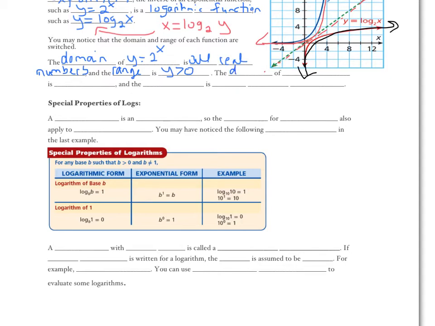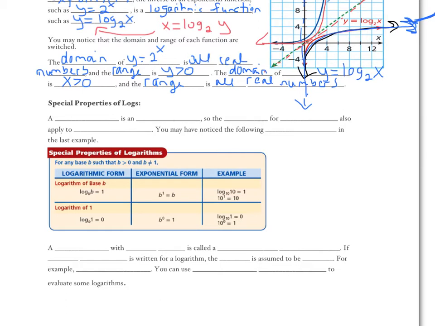So the domain of y equals log base 2 of x is x greater than 0, because now we've switched that asymptote right here, and the range now becomes all real numbers. Because on this graph, I can pick any y value, because this continues on and on and on, and any y value going negative. But my x values have to be greater than 0.